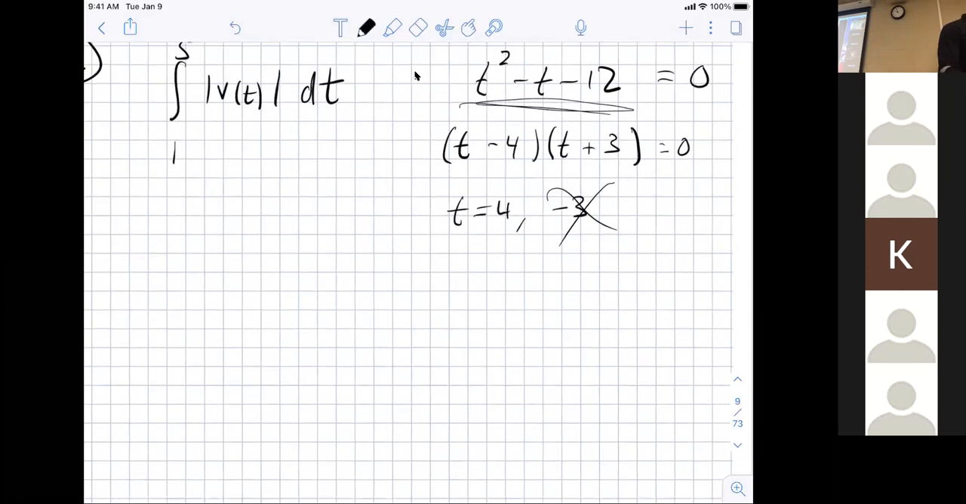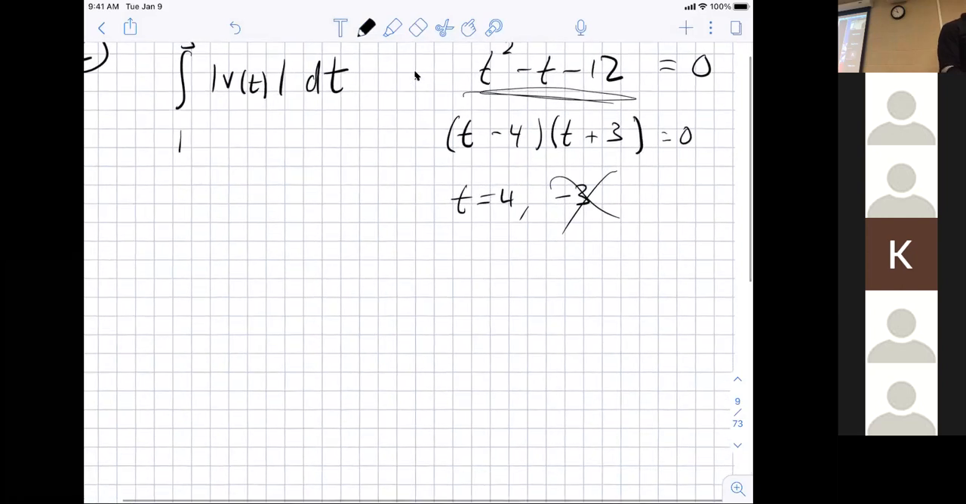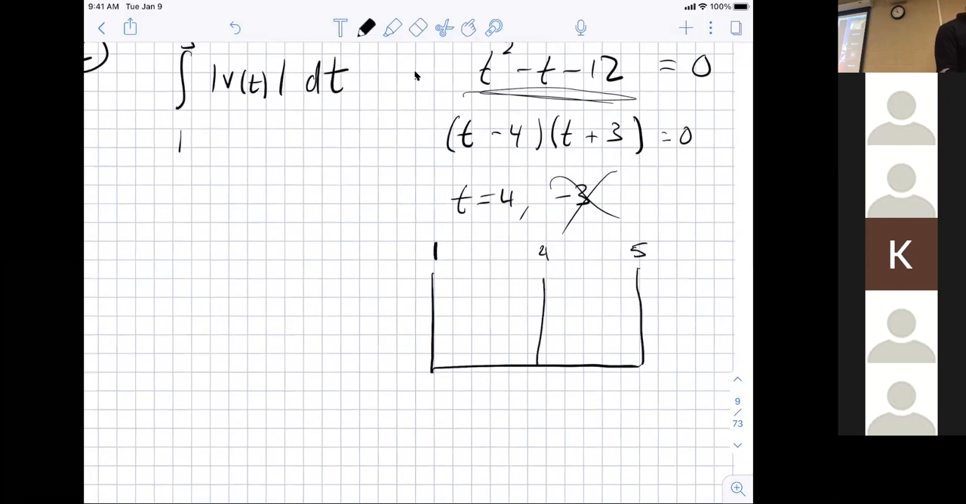Okay, so I'm going to make one of those charts. This is not the same thing as the first derivative chart, but I'm just trying to keep track of what sign t has between these values, or v of t has between these values. So when we've got t minus 4, t plus 3, and then v of t is the product. Okay, so what sign does t minus 4 have between t equals 1 and t equals 4?